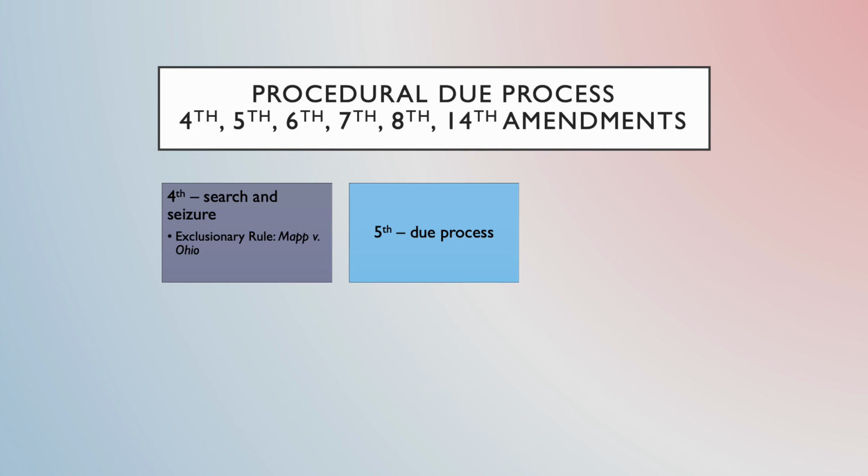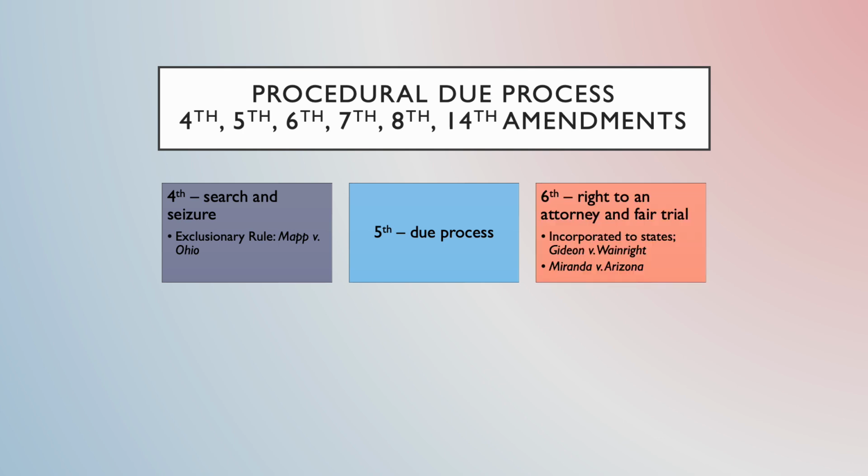The Fifth Amendment gives you a series of due process rights, right? This is including the right to not incriminate yourself, and that the government cannot just take your property without due compensation, this idea of eminent domain. In the Sixth Amendment, you have the right to an attorney in a fair trial. This is incorporated to the states in Gideon versus Wainwright, which says that the states have an obligation to provide you with a public defender if you are not able to afford an attorney.